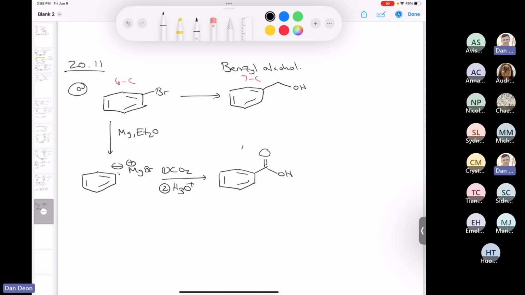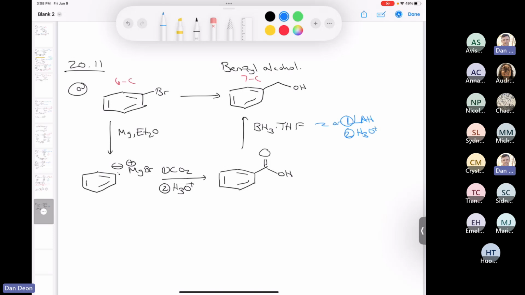And then we can reduce this using borane and THF, or you could use lithium aluminum hydride if you wanted to. I'll put here, step 1 would be LAH, step 2 would be H3O plus. Either one of those works.